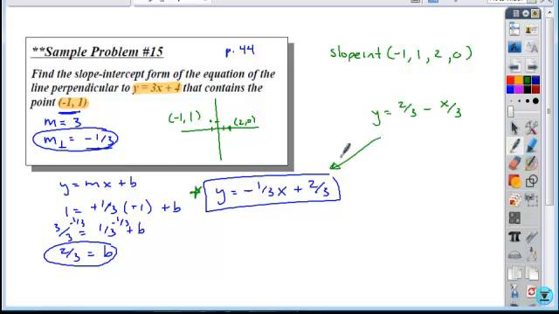Is that the same thing as this? Negative x over 3 is -1/3 x plus the 2/3. So I get my solution. I confirm that I have the right answer with that problem.